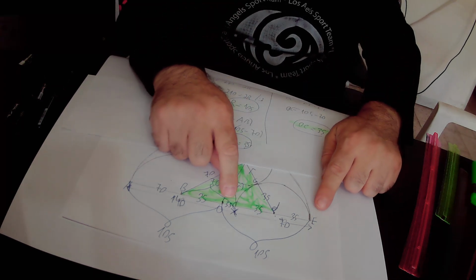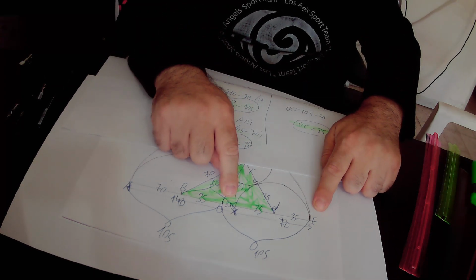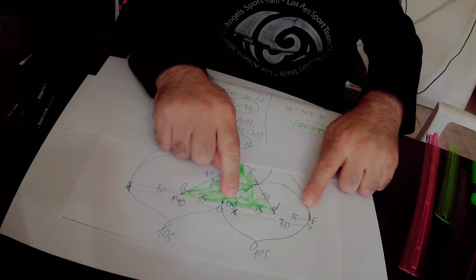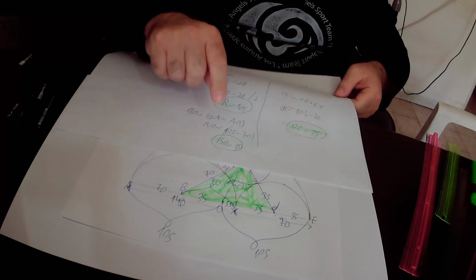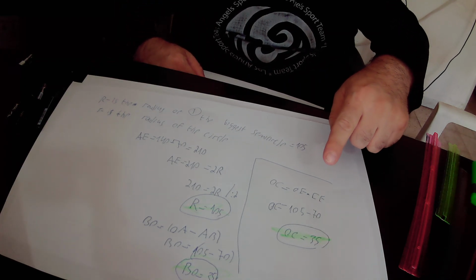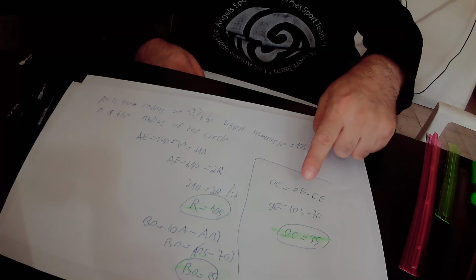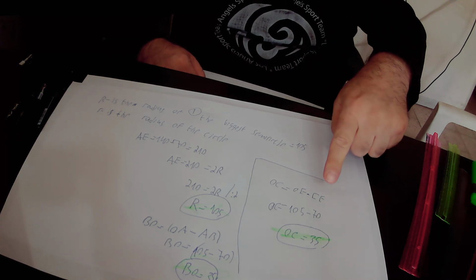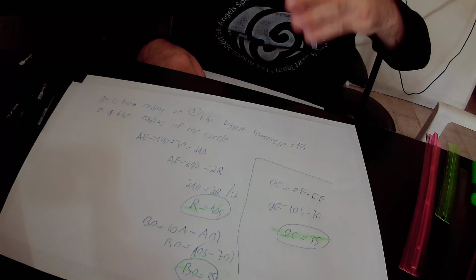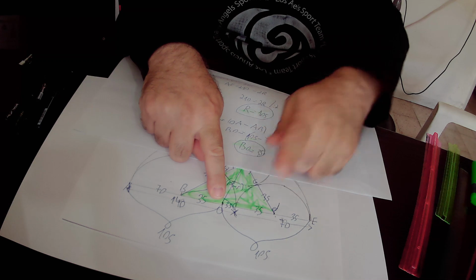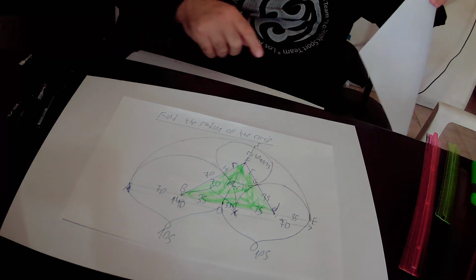Minus CE. CE equals 70 units. It is actually the diameter of the smallest semicircle. So in conclusion, I found out that OC equals OE minus CE. It is 105 minus 70 units. 105 minus 70 is 35. So OC equals 35 units. Here OC, this line segment, equals 35 units.